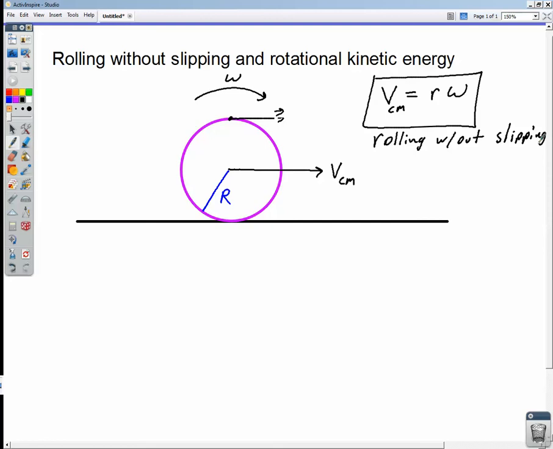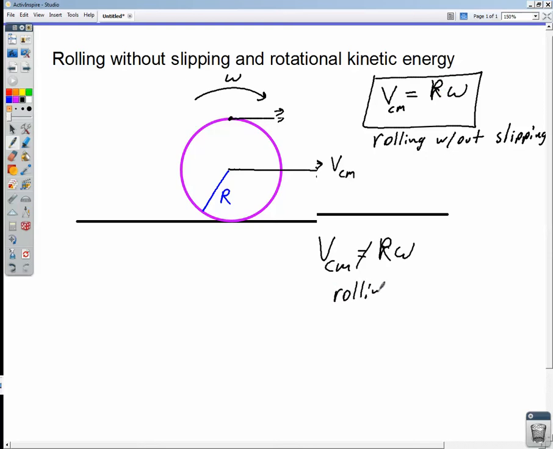So this would be like a bike tire going down the road, a car tire going down the road if it's not slipping on the ground. If the velocity of the center of mass is not equal to r omega, then this is going to be rolling with slipping. And we're not going to look at those today, but at a future date.